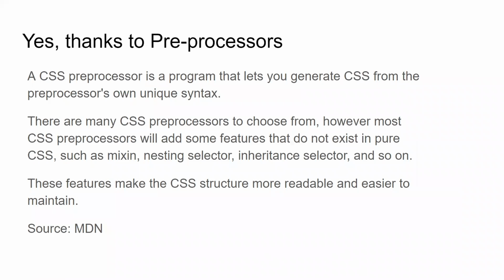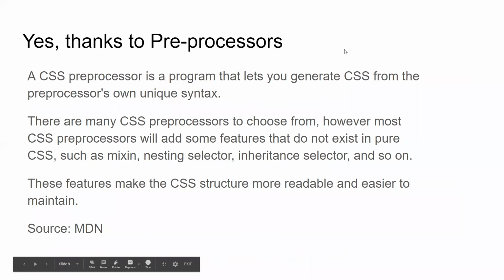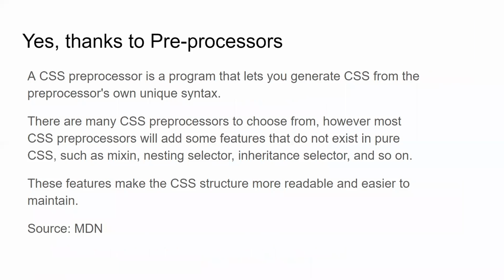And nowadays, what we use is called preprocessors. So what is a preprocessor? A preprocessor is basically a program that lets you generate CSS from the preprocessor's unique syntax. And so you might ask, what is the advantage of the preprocessor's unique syntax? The syntax is designed in such a way that it overcomes all of the hard, difficult parts, and converts it into a syntax which makes writing style easier. There are many preprocessors now in existence, and there are some which are really famous. We will go through some of them.